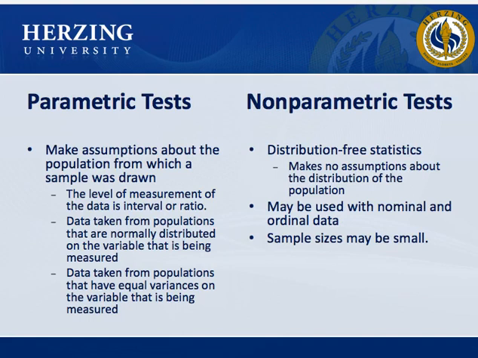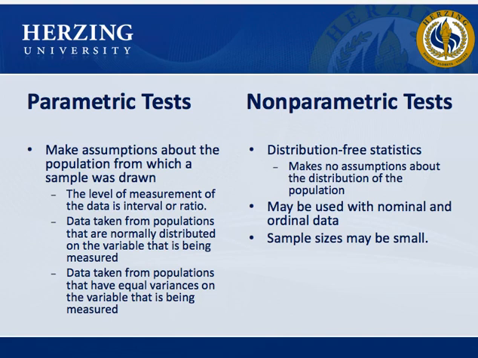A type 1 error occurs if the null hypothesis is actually true and it is rejected by the researcher. A type 2 error occurs if the null hypothesis is actually false and the researcher fails to reject it. As the probability of a type 1 error increases, the probability of type 2 error decreases and vice versa.